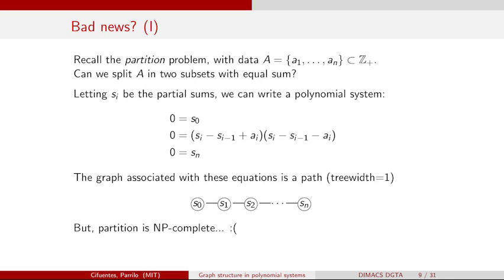What is the system of equations? Something very simple. S0 is equal to 0. If I don't add any variable, I set it equal to 0. And then either I put variable a sub i in one set or the other set. I either add it or subtract it from my running sum. That means s sub i is s sub i minus 1 plus or minus a sub i. Just a system of equations. And I want Sn, the final sum, to be equal to 0. I claim, and this is a very easy claim, that this system of equations has a solution if and only if my subset sum problem has a solution.